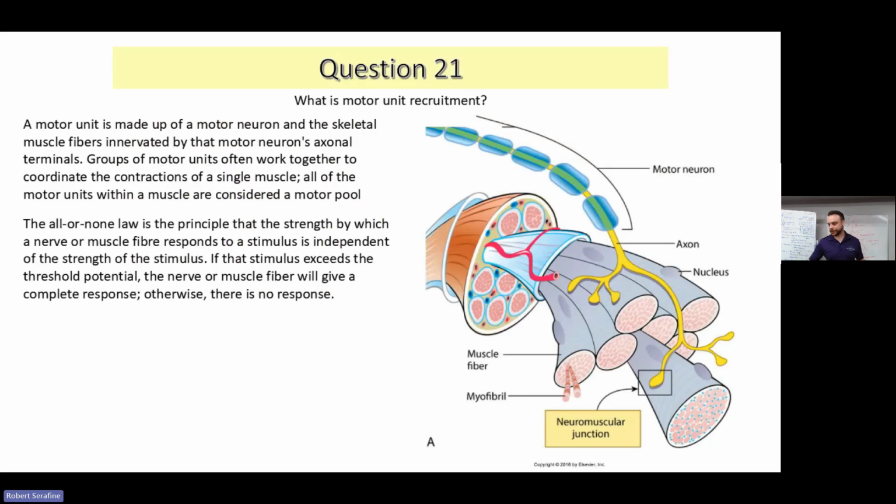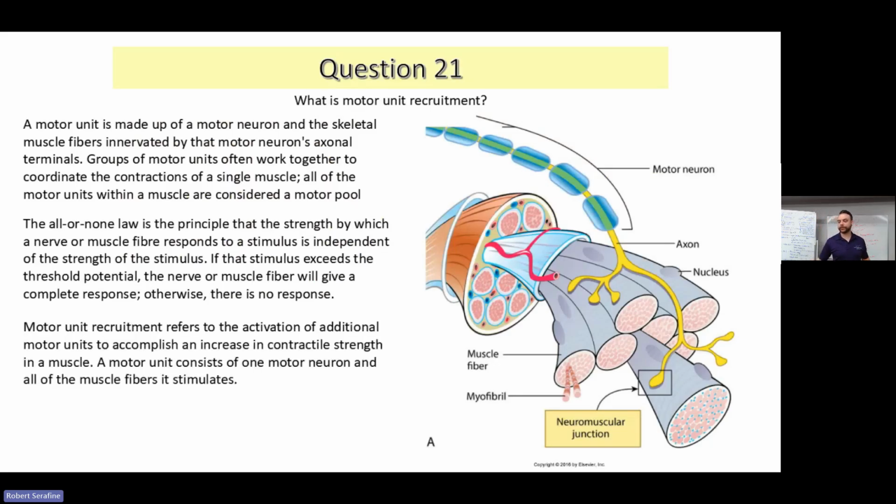I think it's actually on the next slide. Yeah. So motor unit recruitment is the activation of certain units, and specifically enough units to produce the activities we're trying to perform.